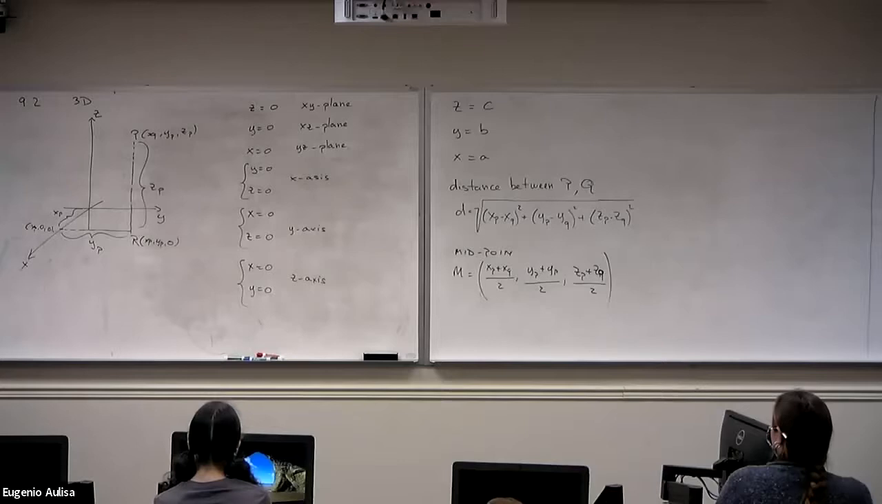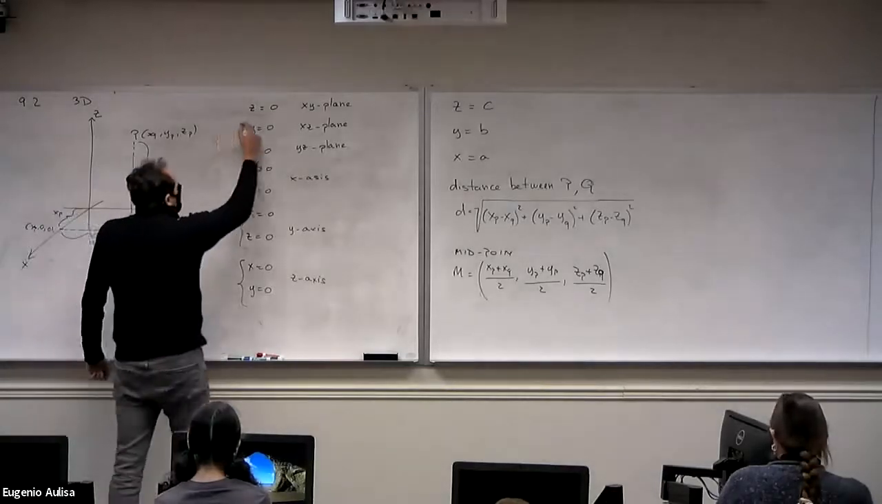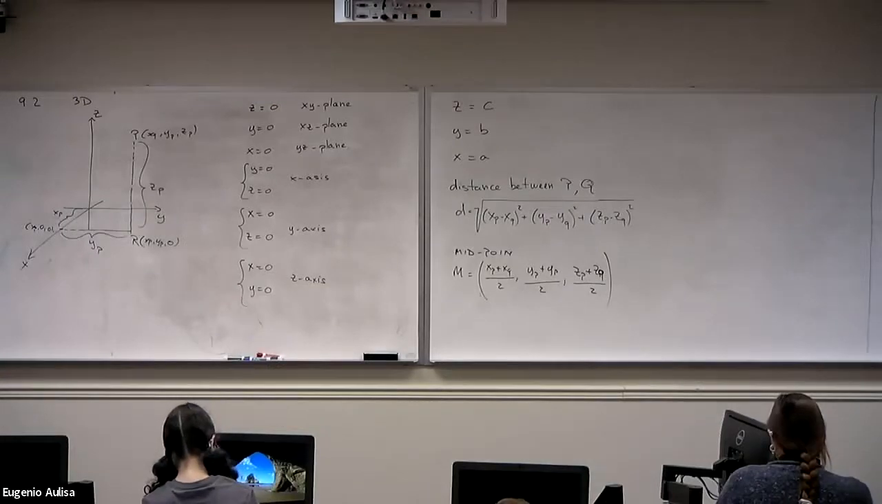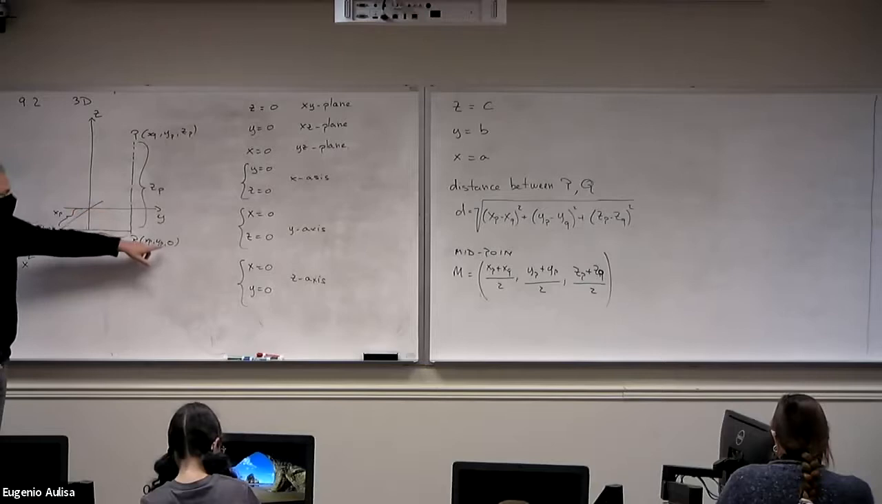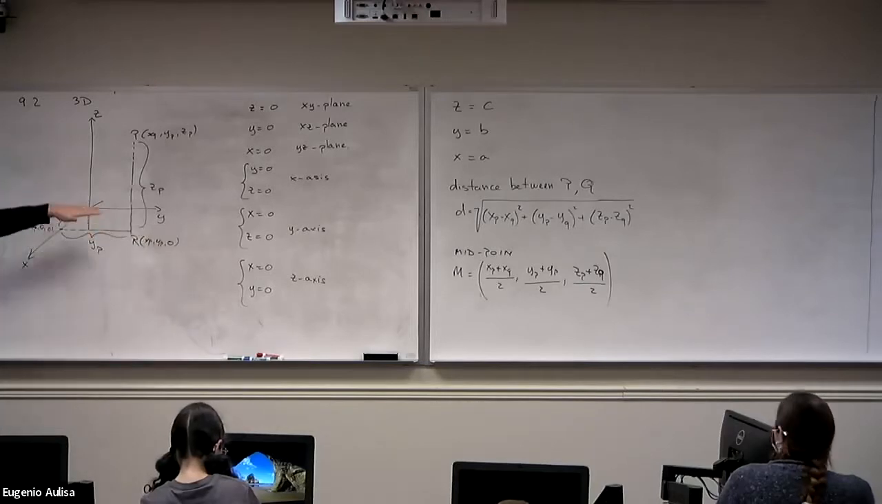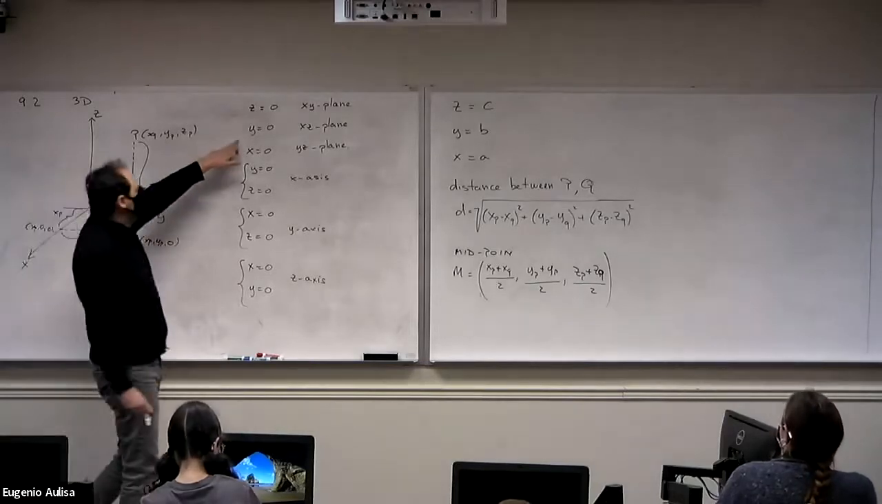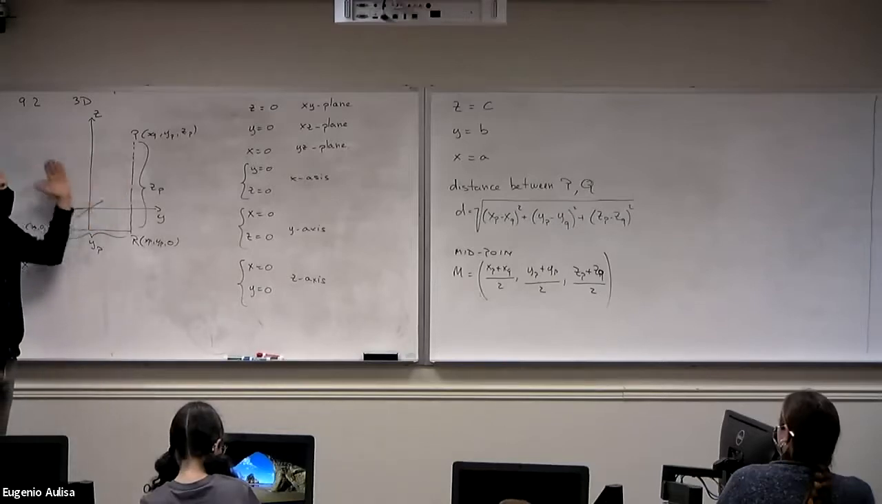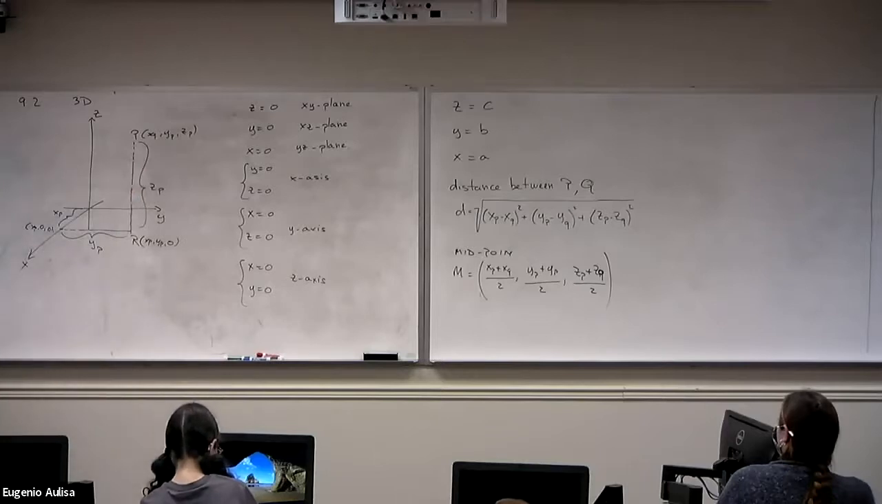So we start looking at the reference planes. Z equal to 0 is the XY plane, where all the points have z coordinate 0. Y equal to 0 is the XZ plane, so this is the plane coming out of the board. Here Y is 0. And X equal to 0 is the YZ plane. This is the whiteboard.